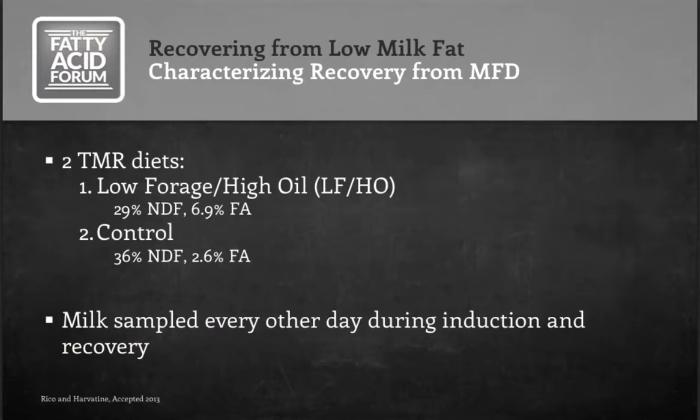To look at the time course, we utilized two diets. We have a low forage, high oil diet. This is 29% NDF and 6.9% fatty acids, with fatty acids mostly coming from soybean oil. And then we have a control diet, which is 36% NDF and 2.6% fatty acids. So we designed diets that are quite different in their fermentability and their unsaturated fatty acid concentration. We then milk sampled every other day during induction and recovery to observe the time course.